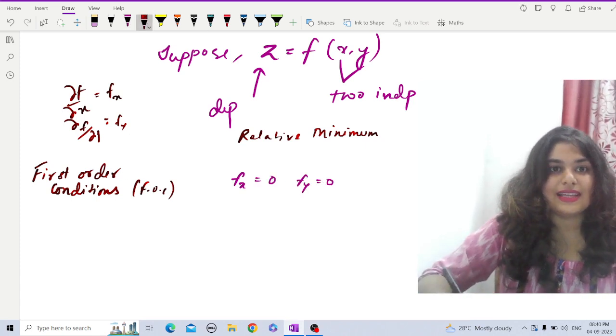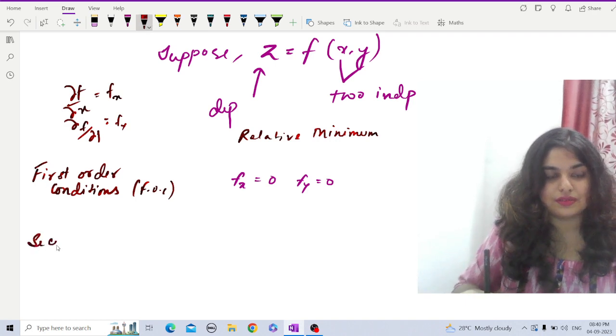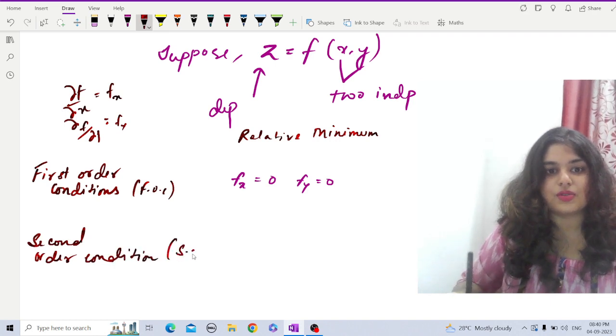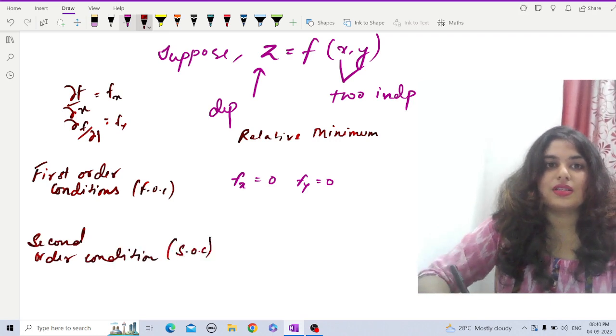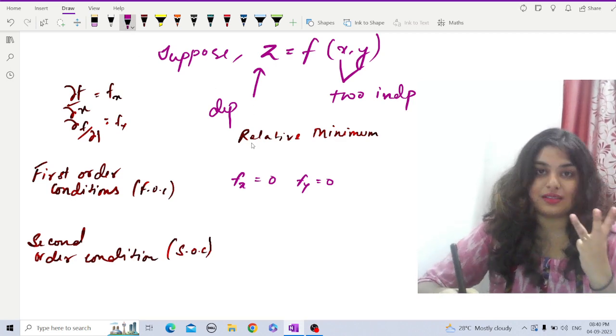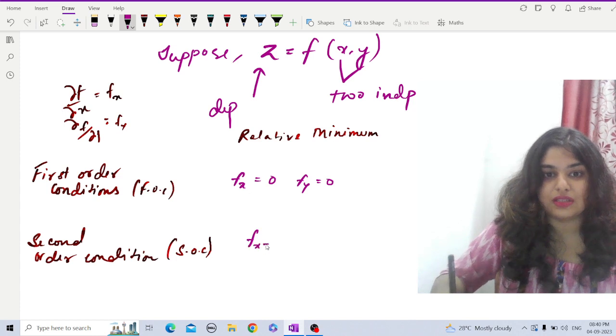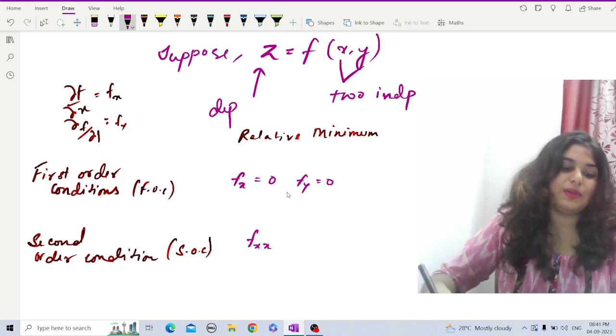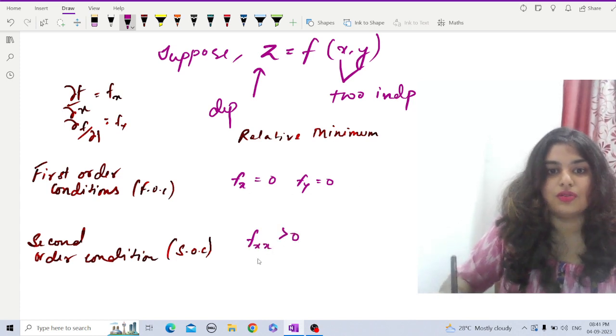Okay, next is the second order condition, SOC. For that, here we have to check three things. What are they? First is the second derivative. For relative minimum, the second derivative fxx should be greater than zero. Fyy should be greater than zero.